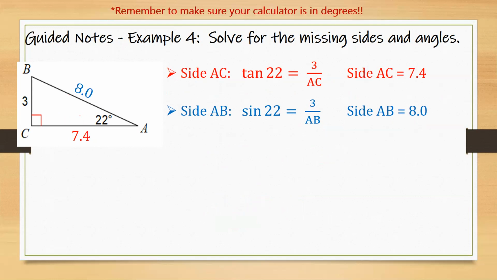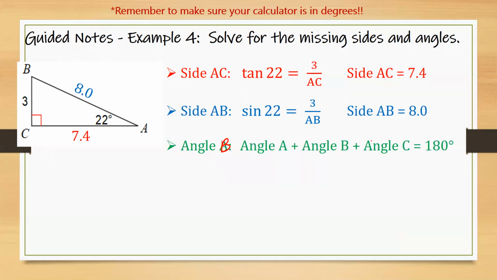Last but not least, we need angle measure B. Oops, it says A there, but we know we need B, okay? So for that, we are going to say angle A plus B plus C equals 180. You can tell these are kind of repetitive. We really do the same steps each time.